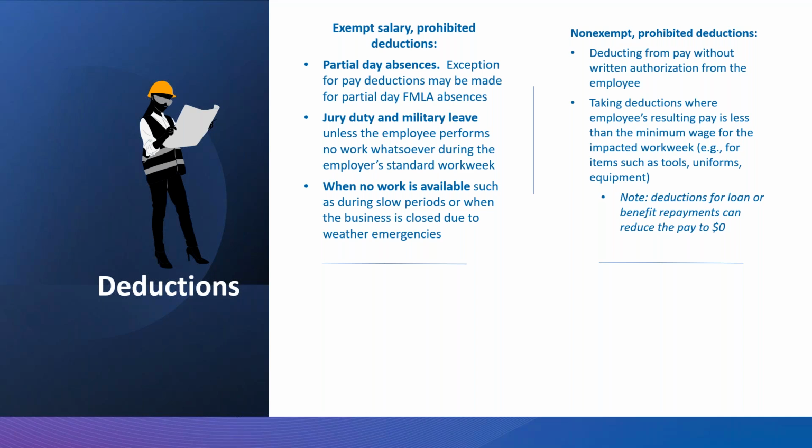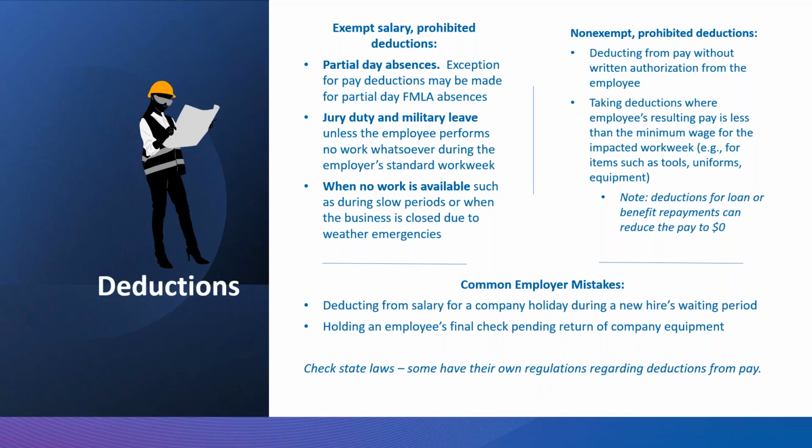Now this is what the DOL calls what's for the benefit of the employer versus the benefit of the employee. So there's a little note there. Something like a loan or benefits repayments, that's for the benefit of the employee. You can take them down to 0. But if it's something like non-returned uniforms, you need to make sure that when you take that deduction, they're still left with at least minimum wage for the applicable work week.